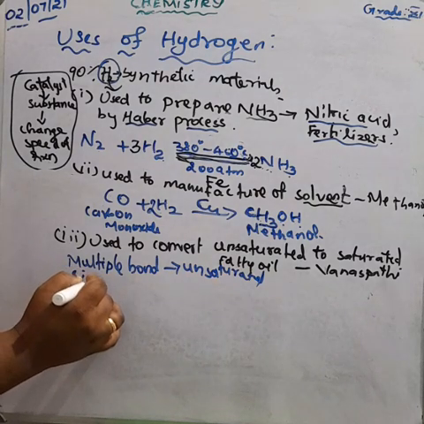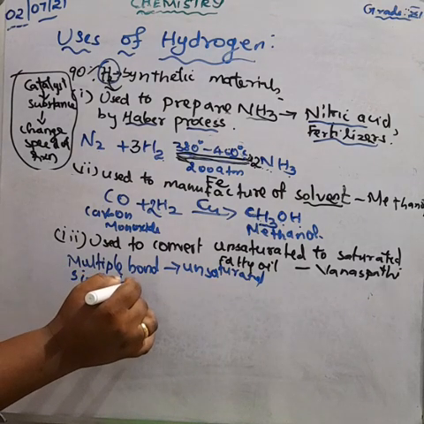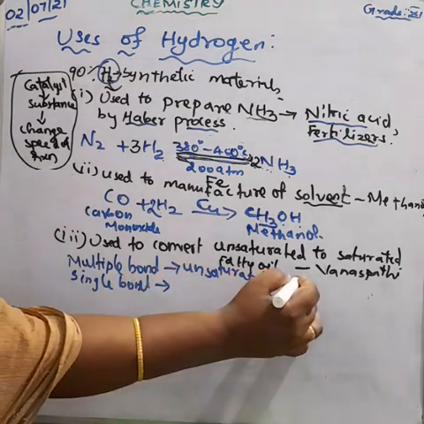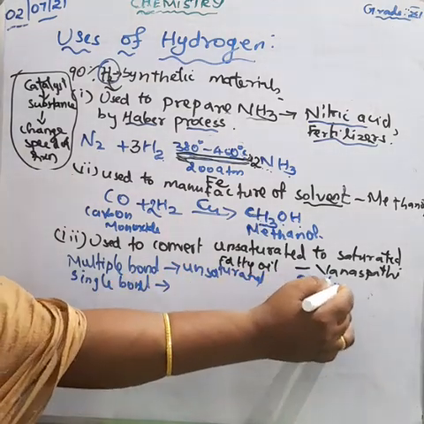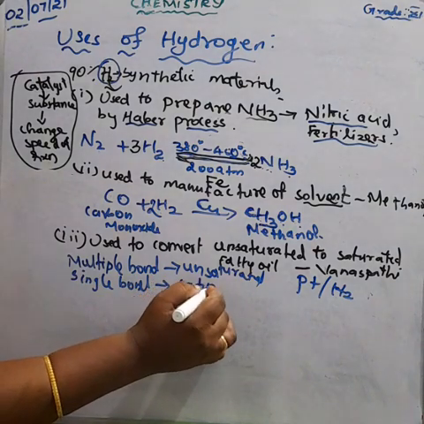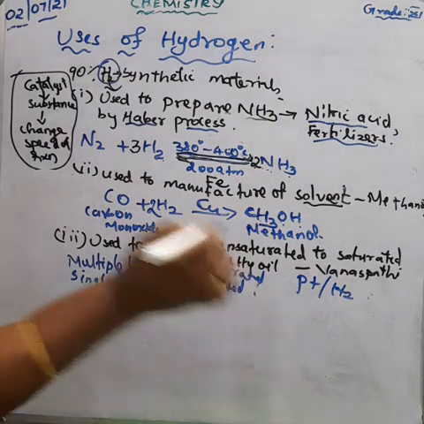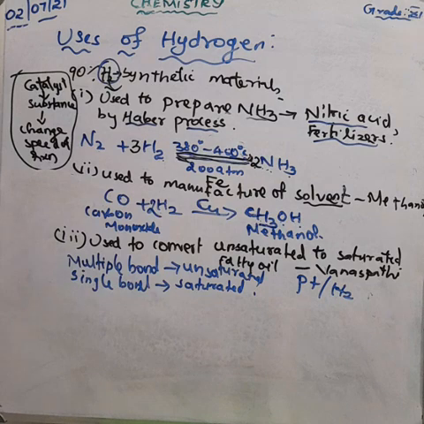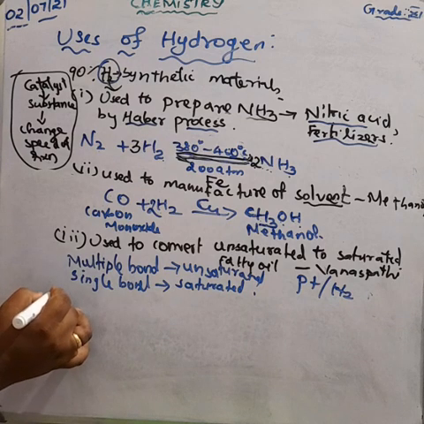We are using platinum and hydrogen. Platinum with hydrogen is used here as the reducing agent to prepare vanaspati, that is saturated fats. Understood? This is the third use of hydrogen. What is the fourth use? What is the fourth use of hydrogen?